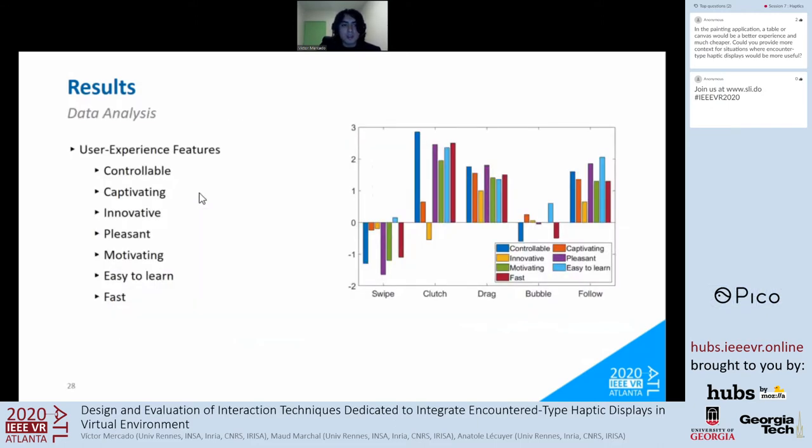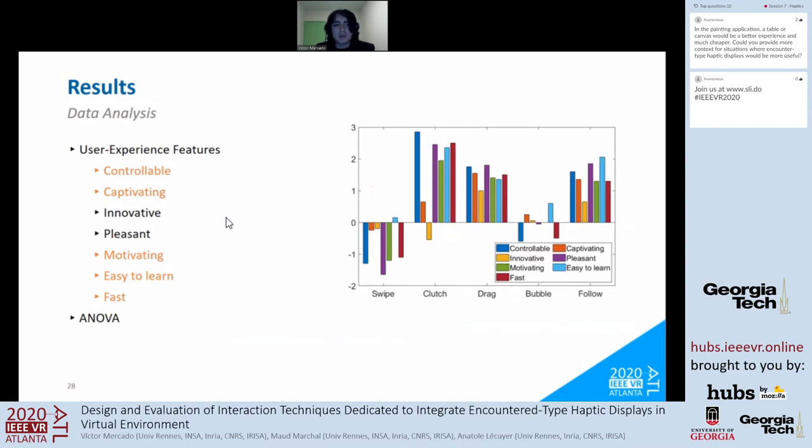And we also take into account, of course, the user experience features. We have 7 features over here. And we also ran a statistical analysis to identify which ones showed significant differences between them. As you can see: controllable, captivating, motivating, easy to learn, and fast work.